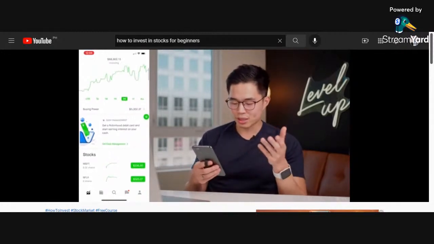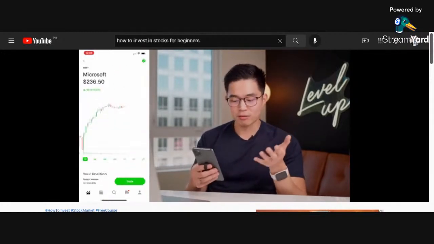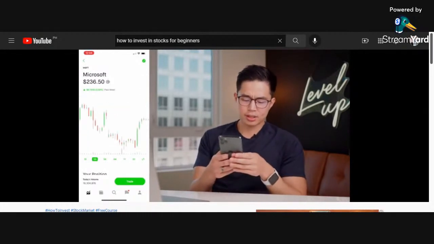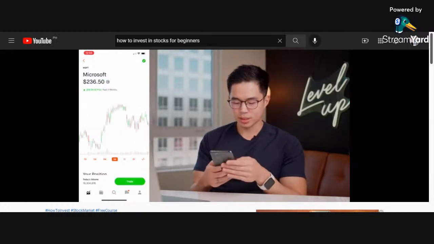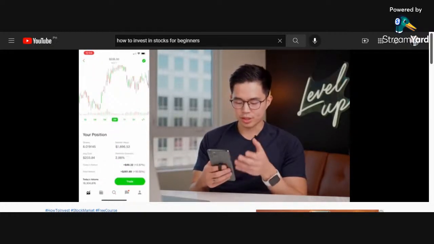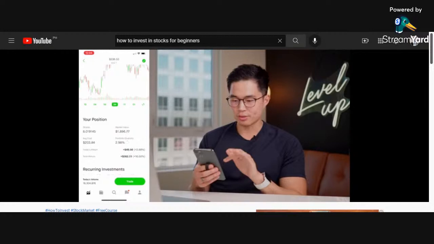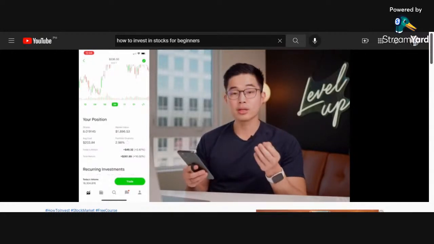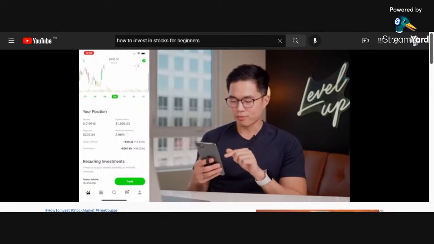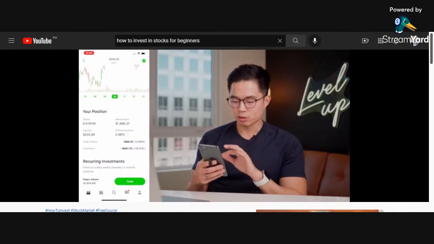And if you want to actually click on one of them, I can click on Microsoft right here. I can show you guys the 1 week value, the 1 month value, last 3 months. It's going to show you your position, your average cost. So that means that my average cost for Microsoft was $203.84. The market value, the portfolio diversity, and then your total return.